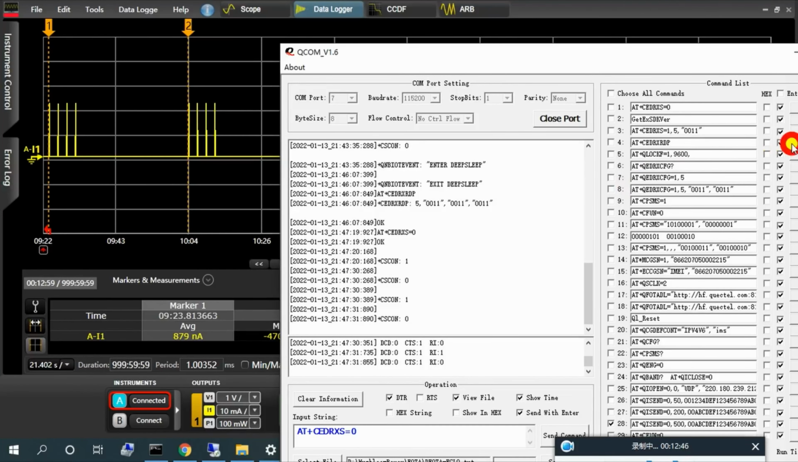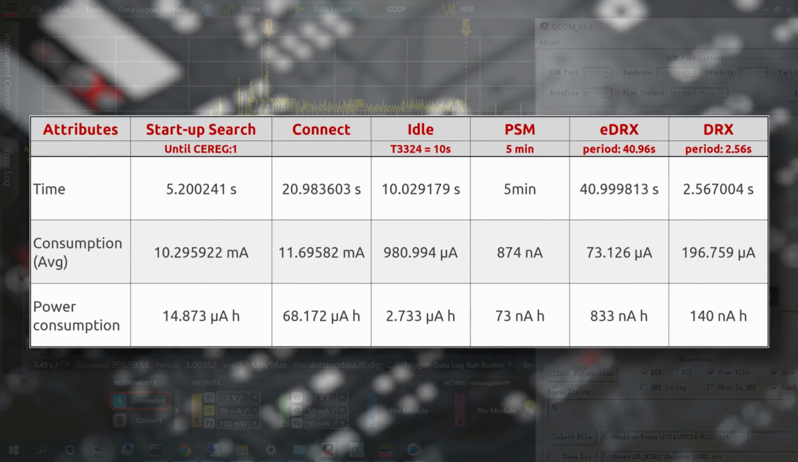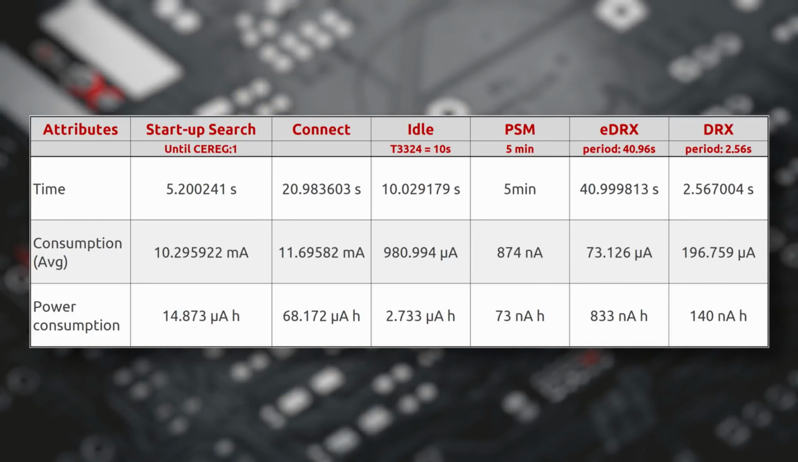And here is the resulting table. As was expected, the lowest power consumption is in PSM mode, then in eDRX, and the highest one is in DRX mode. We could expect such a distribution, but look at the absolute values. They are incredibly low. It is hundreds of microamperes for DRX mode, tens in eDRX, and hundreds of nanoamperes in PSM. Just imagine applications you could build with BC660K considering such a lower power consumption. This is different level of IoT device autonomy.